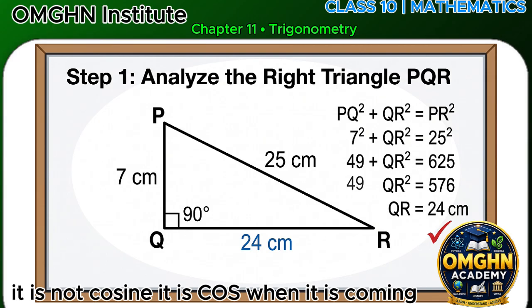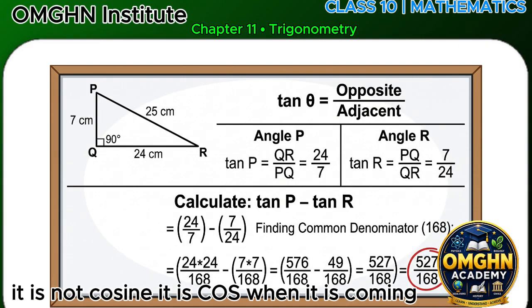Therefore, QR square is equal to 25 square minus 7 square. 25 square is 625. 7 square is 49. Therefore, QR square is equal to 625 minus 49. That is 576. Therefore, QR is equal to 24 centimeters. Excellent. Now let's find tangent P. With respect to angle P, the opposite side is QR, which is 24. The adjacent side is PQ, which is 7. Therefore, tangent P is 24 by 7.